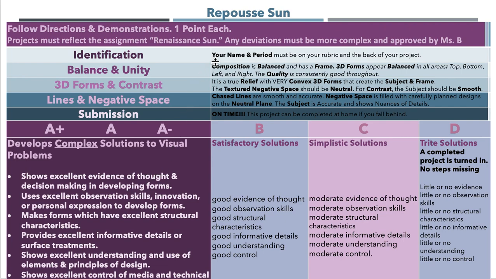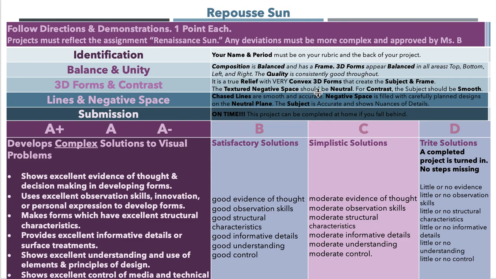Here's the rubric. Obviously, identification. We want balance and unity. The composition is balanced and has a frame. The 3D forms appear balanced in all areas, top, bottom, left, and right. The quality is consistent and good throughout. 3D forms in contrast. It is a true relief and very convex 3D forms that create the subject and frame.